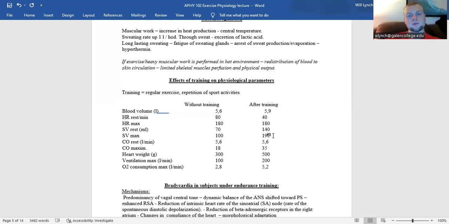Cardiac output at rest is going to be relatively similar. Cardiac output maximum, because of that increased stroke volume, is going to be very high. So we can get it up to 10, 12, 15 liters more than an untrained person. Heart weight is going to increase because of increased musculature and contractile strength. Ventilation, respiratory exchange is going to be more efficient, and we can increase the amount of oxygen that we take in almost twofold, which we can see from our maximum oxygen consumption.